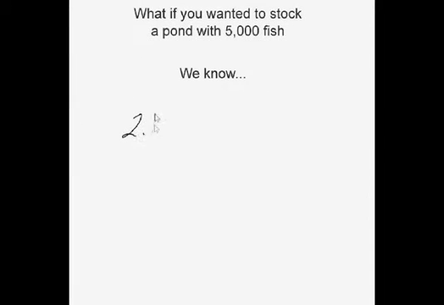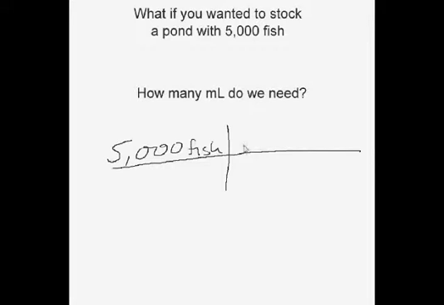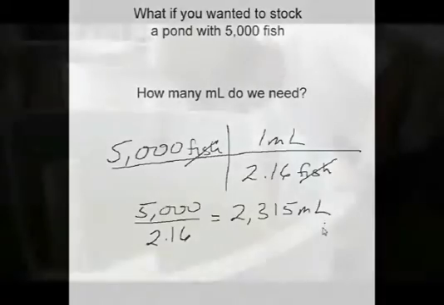First, we know 2.16 fish will displace 1 milliliter. We need 5,000 fish to stock the lake. How many milliliters do we need to displace? We calculate this by dividing the number of fish we need, 5,000, by the number of fish needed to displace 1 milliliter, 2.16. We cancel our units and are left with 2,315 milliliters that are displaced by 5,000 fish.